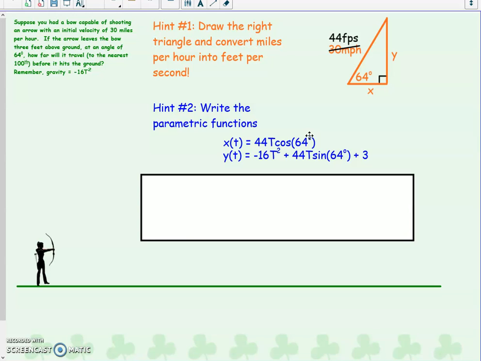See if you wrote the correct parametric functions. So are those the parametric functions you got? I hope they are. Now take that, see if you can finish this problem on your own.